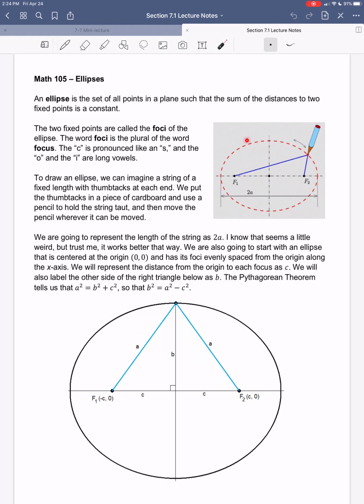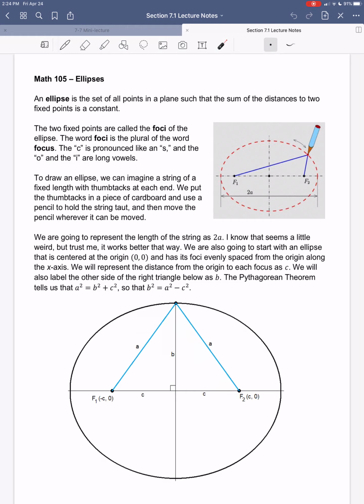We want to figure out what the equation of an ellipse looks like. To do that, we're going to represent the length of the string with a variable, and it's a little weird. We're going to call the length of this string 2a, not just a. That seems a little weird, but trust me, it works better that way.